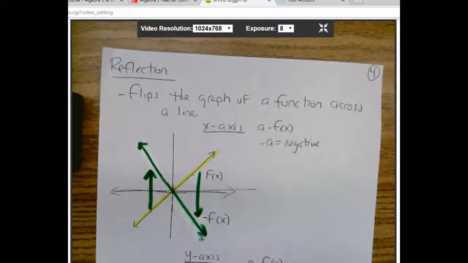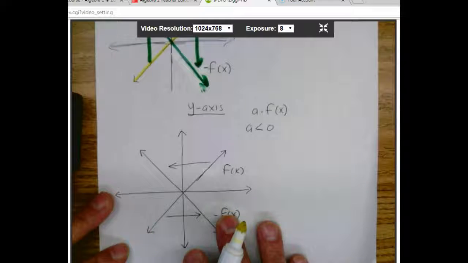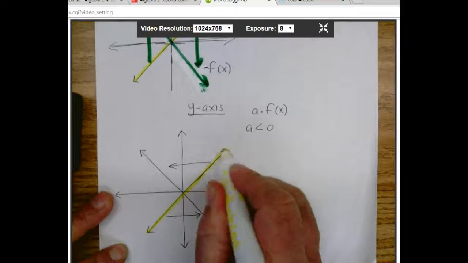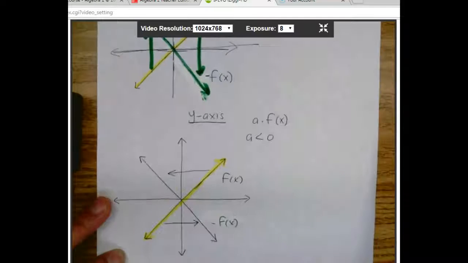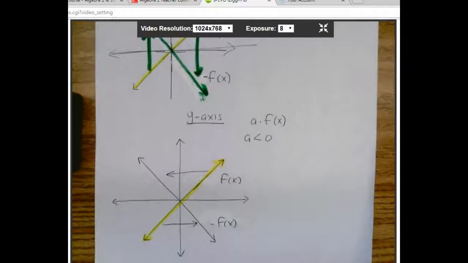And then if we keep going, the y-axis flip is going to look like this. This is our original. And this time, let me grab a different color here. This time we're going to flip it a different way. Because of the one we're using here, it might seem like we're flipping it the same way. That's just because of the nature of the equation.